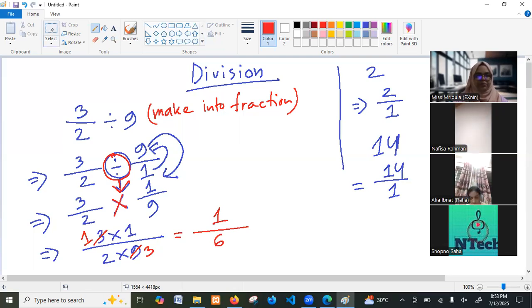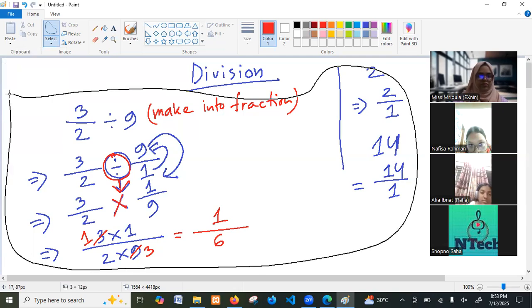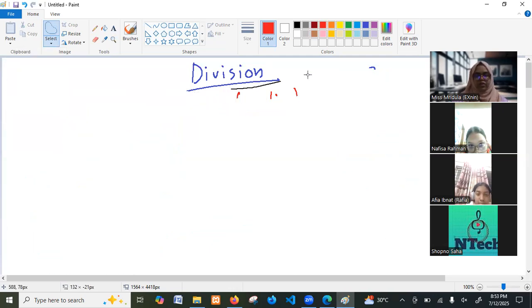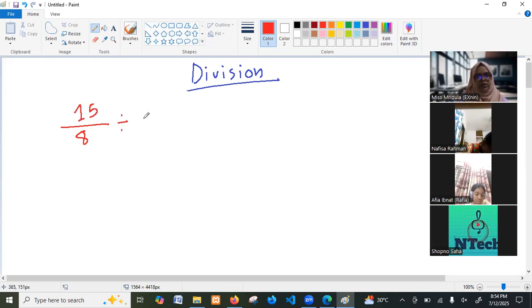Let me show you another one. Suppose I have 8 and 15, and I have to divide this by 6. So what is the first step? The first step is to convert our integer number to a fraction. So in this case, this will turn into a fraction.